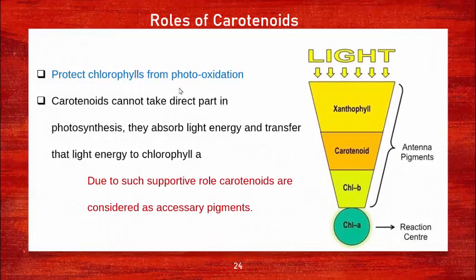Carotenoids protect chlorophylls from photooxidation. Carotenoids cannot take direct part in photochemical act. They absorb light energy and transfer that light energy to chlorophyll A molecule. Due to such supportive role, carotenoids are considered as accessory pigments. Carotenes are found in pigment system first and xanthophylls in pigment system second.